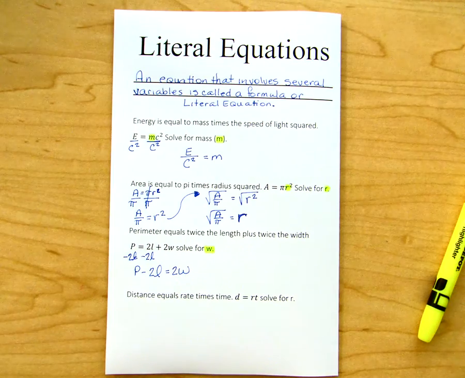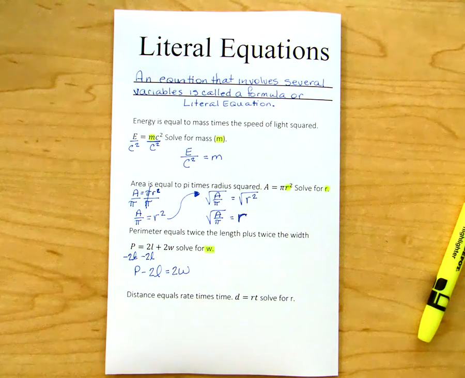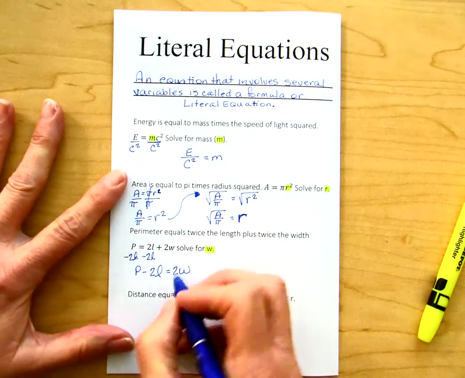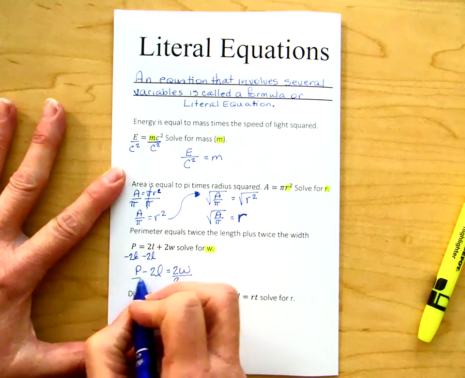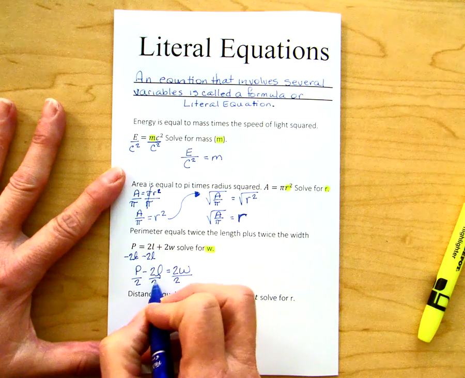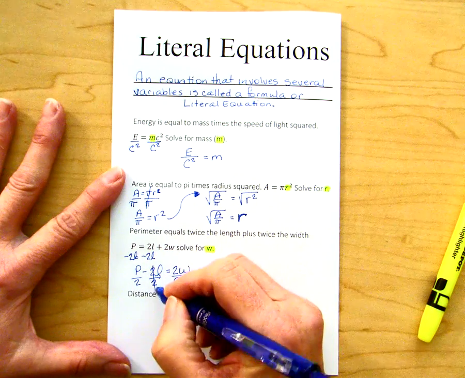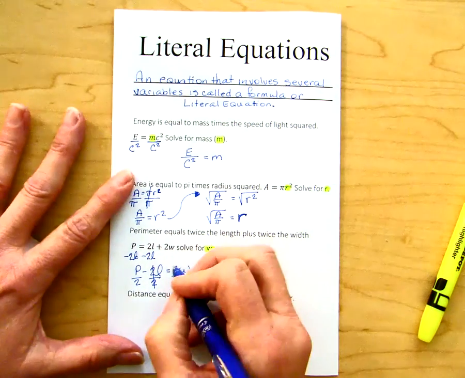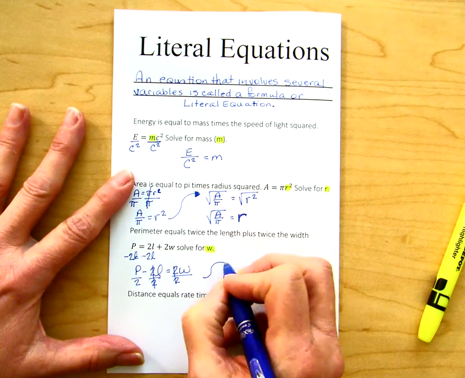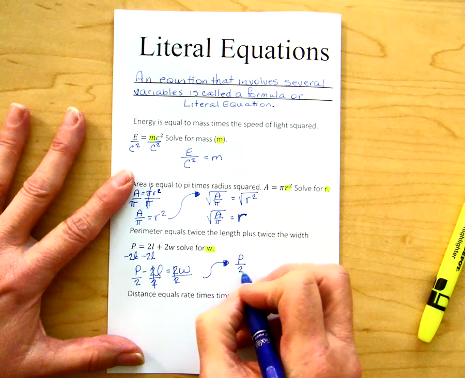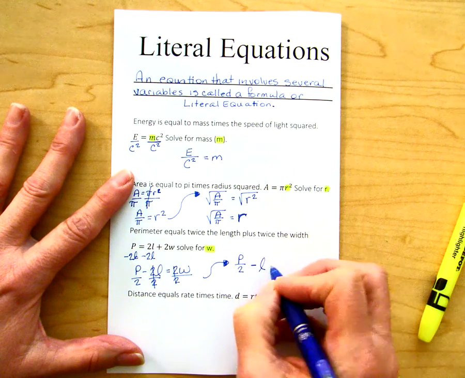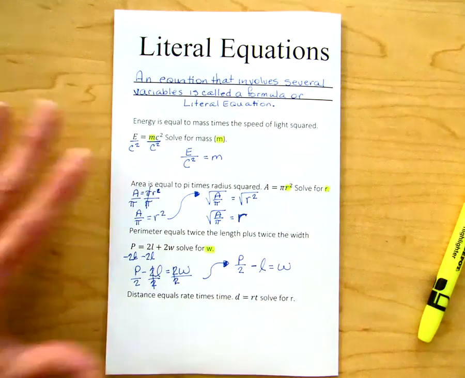2W. Now, in order to get the W by itself, I need to divide by the coefficient, which is 2. And on the other side, I'm going to divide each term by 2. These 2's cancel out. These 2's cancel out. So what that gives me then is the fraction perimeter divided by 2 minus the length is equal to the width.